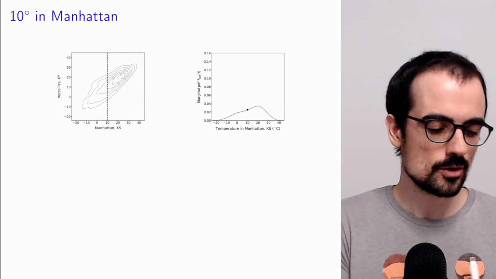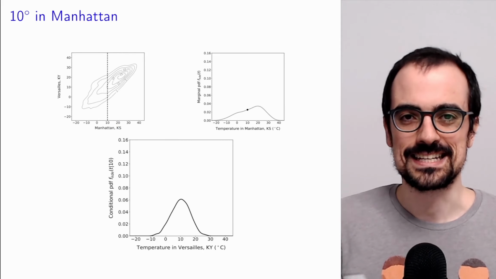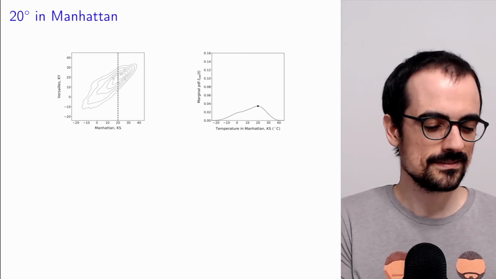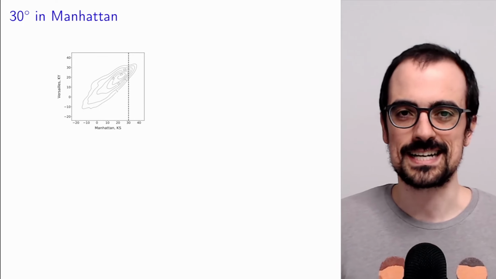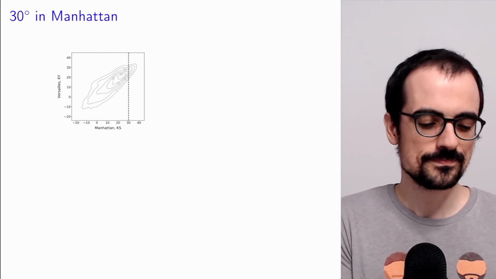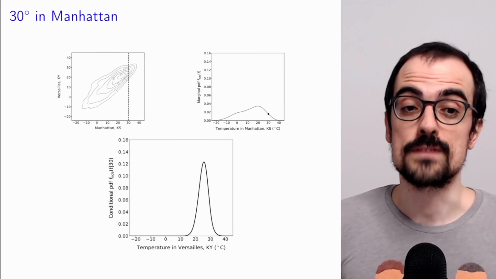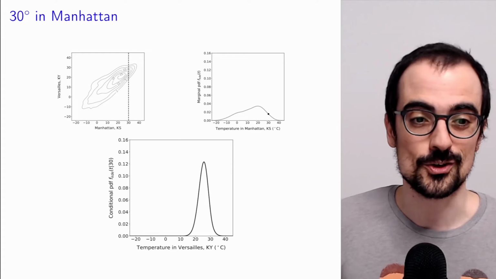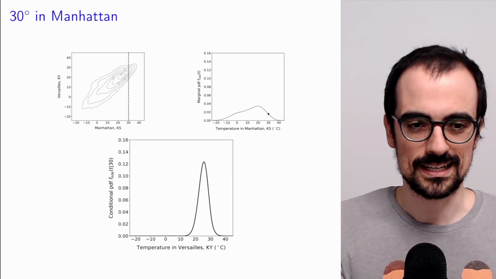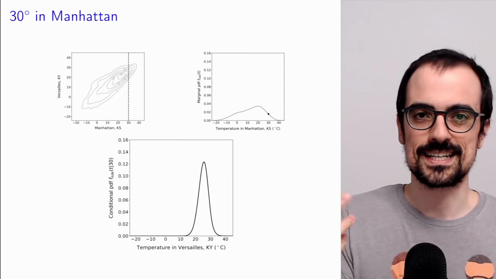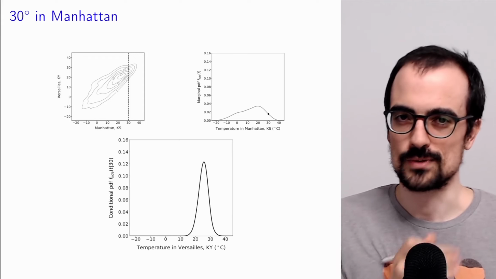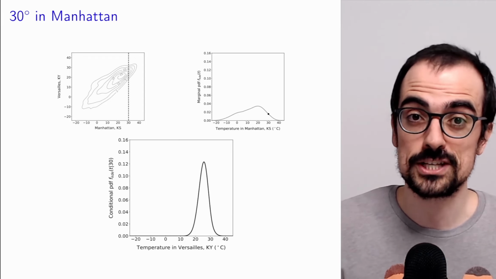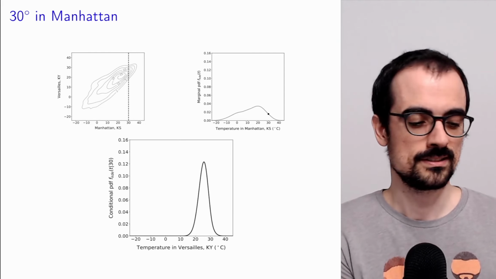When we go to 10 degrees, again, we have to normalize. The temperature in Versailles is centered around 10 degrees. Let's do 20. It keeps getting warmer in Versailles. What happens if it's insanely hot in Manhattan, 30 degrees Celsius? In Kentucky, it's going to be very, very hot also. And you can see how concentrated the conditional is. This tells us that you're pretty sure it's going to be very hot in Kentucky if it's very hot in Kansas. Interestingly, for the colder temperatures, that's not as true. They weren't as concentrated. And that's the kind of information that a conditional density will give you.